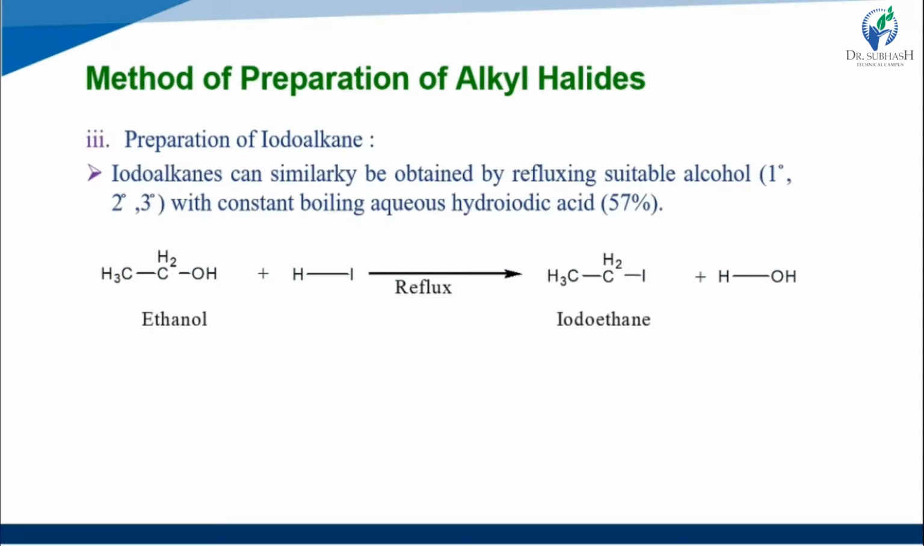Now we see the third reaction, that is the preparation of the iodoalkane. Iodoalkane can similarly be obtained by refluxing a suitable alcohol, that is primary, secondary and tertiary, with constant boiling aqueous hydroiodic acid 57%. So here we take ethanol plus hydroiodic acid, that is HI, and maintain reflux condition, and we get one iodoethane plus one water molecule liberated. So this is the third preparation, that is the preparation of iodoalkane.